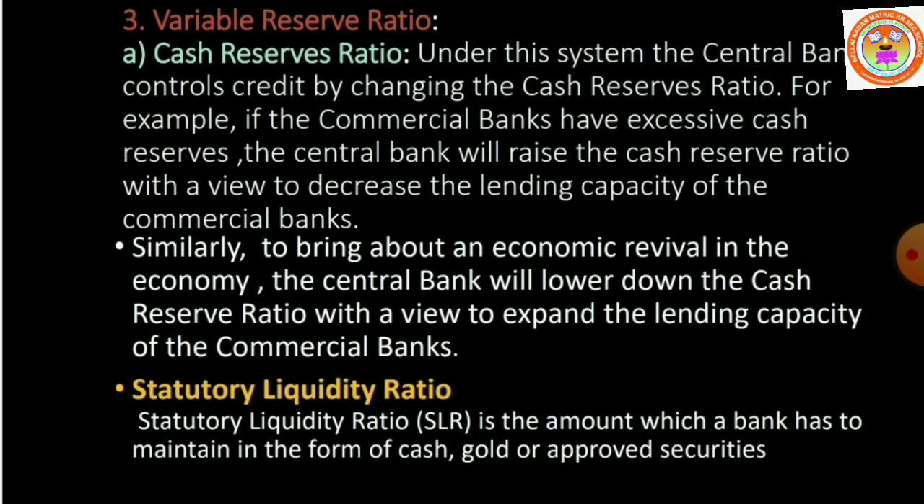Legal reserve ratio is that percentage or ratio which banks are legally required to keep in the form of cash with themselves and the central bank. The percentage the banks keep with themselves is called SLR, and what they keep with the central bank is called CRR. Thus, there are two parts of LRR, namely CRR and SLR. That means cash reserve ratio and statutory liquidity ratio.